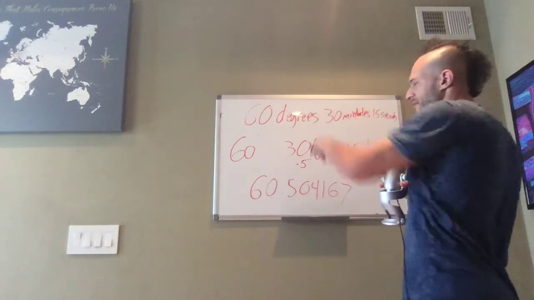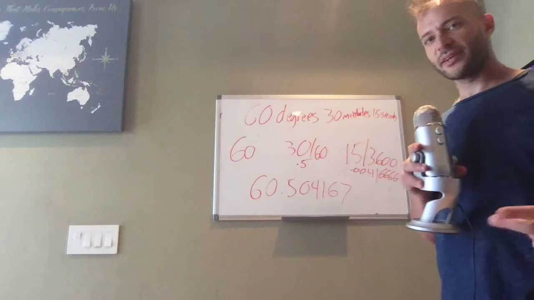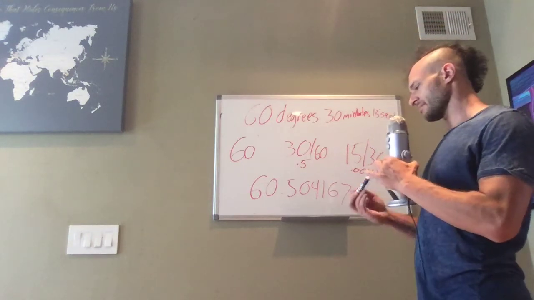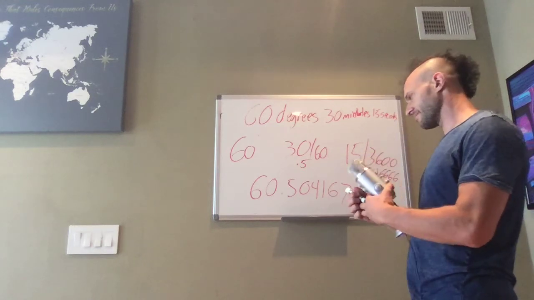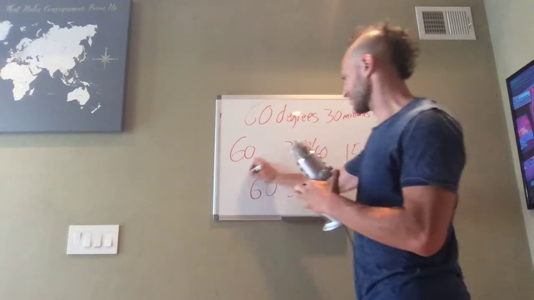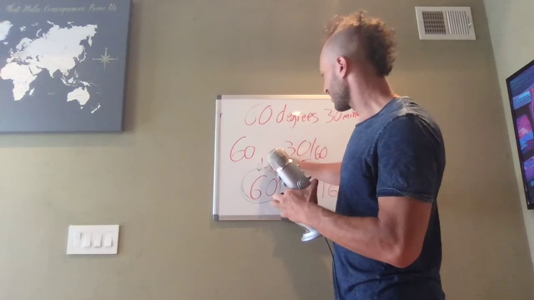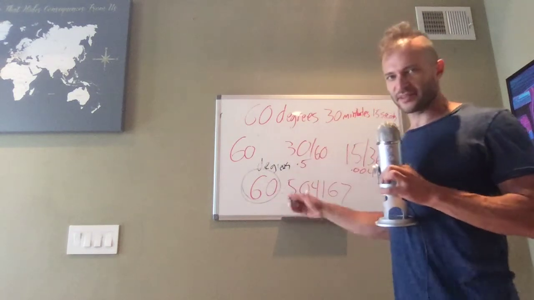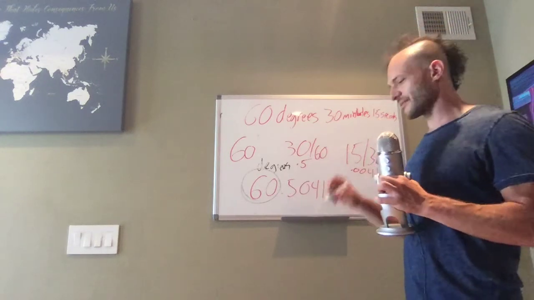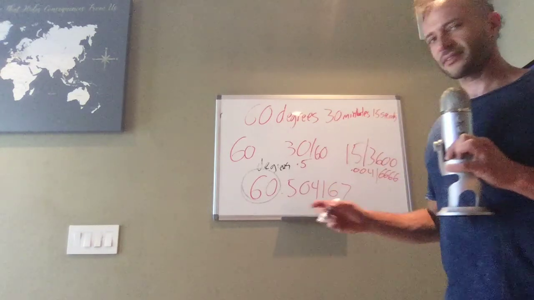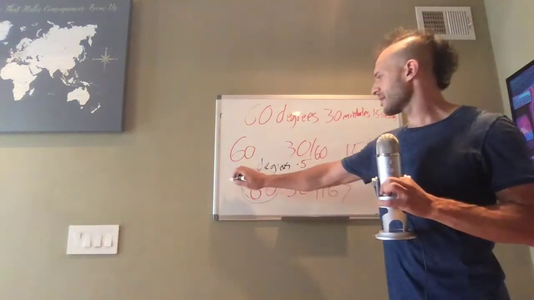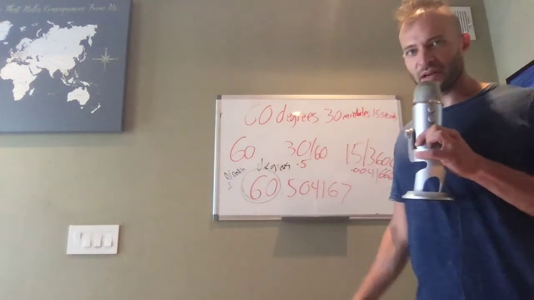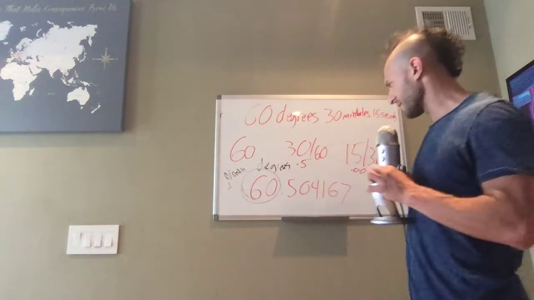So the first one is the degrees, okay? Degrees are going to be on the left side of the decimal point here, right? So that's the big number there. And this is going to be plus. So this is going to be north, right? So 60 degrees north of the equator, okay?